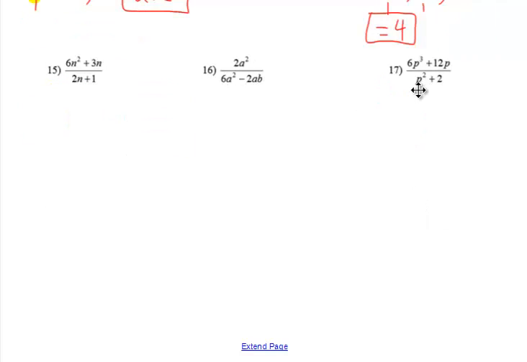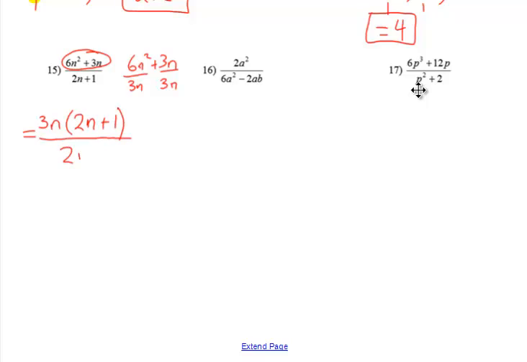All right, we're going to do one more, and then I'll let you work on the other ones here. Let's do 15. All right, can we factor the numerator? Well, let's look at our numerator. 6 and 3. Well, 3 is going to go into it. How about any other common factors? 3n. So 6n squared plus 3n. Now when we divide that by 3n, our GCF, we get 2n plus 1. Hey, look at that. Our denominator is 2n plus 1. What do we have? Something that's exactly the same, so those two can cancel each other out.